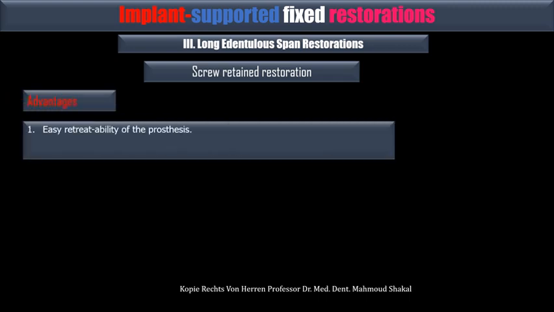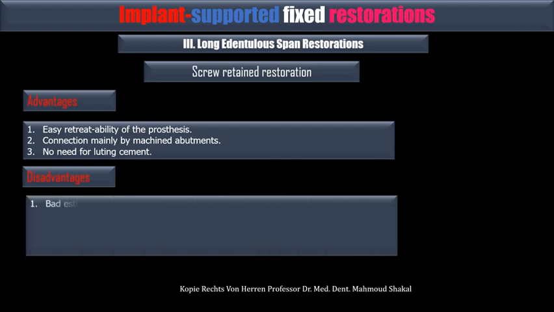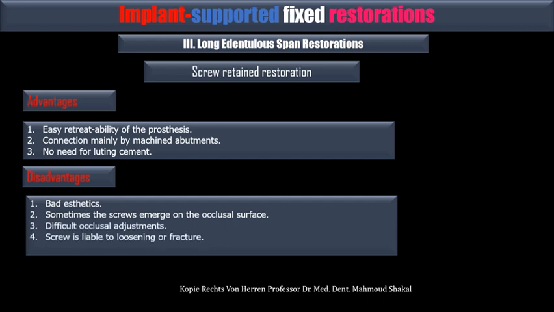Advantages of a screw-retained restoration: easy retrievability of the prosthesis, connection mainly by machined abutment, no need for luting cement. But it has disadvantages: bad aesthetics, sometimes the screw emerges on the occlusal surface, which may interfere with occlusion, difficult occlusal adjustment, the screw is liable to loosening or fracture, and it is more liable to porcelain fracture.